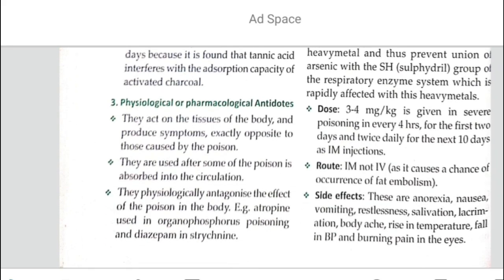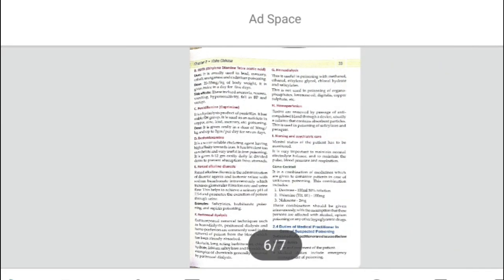Dose 3 to 4 mg per kg is given in severe poisoning every 4 hours for the first 2 days and twice daily for the next 10 days as IM injections. Route IM, not IV, as there is a chance of occurrence of fat embolism. Side effects. These are anorexia, nausea, vomiting, restlessness, salivation, lacrimation, body ache, rise in temperature, fall in BP, and burning pain in the eyes.